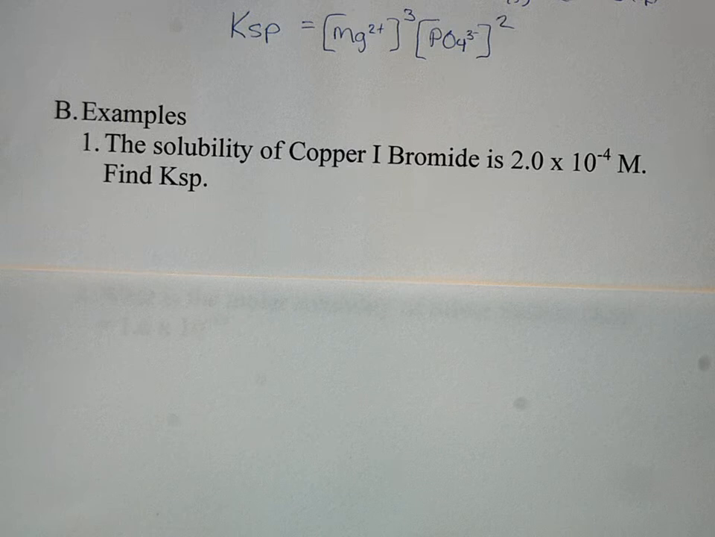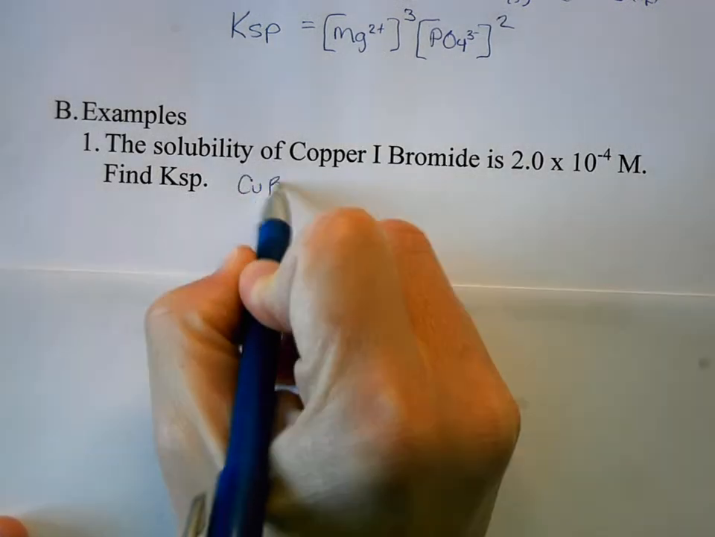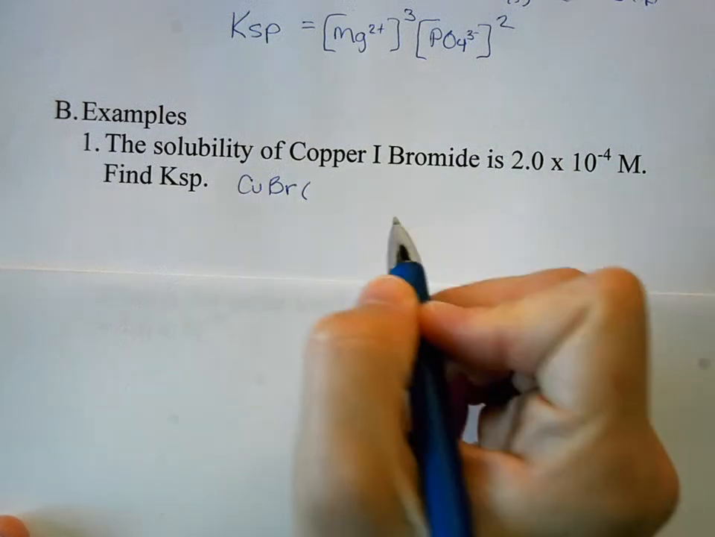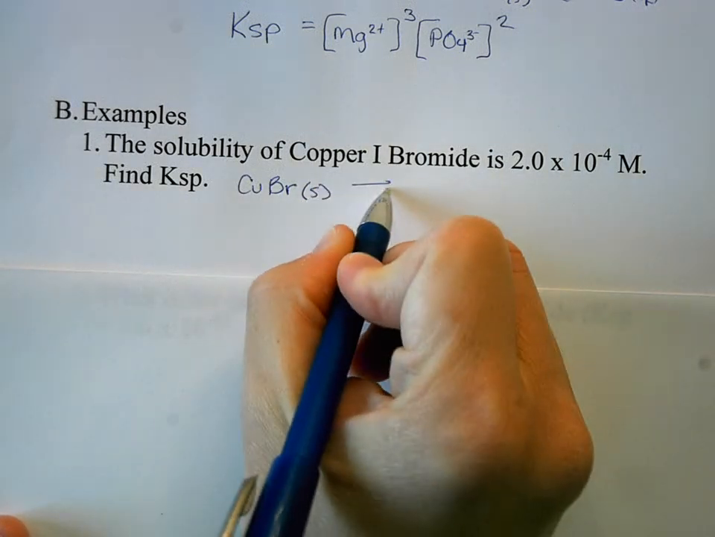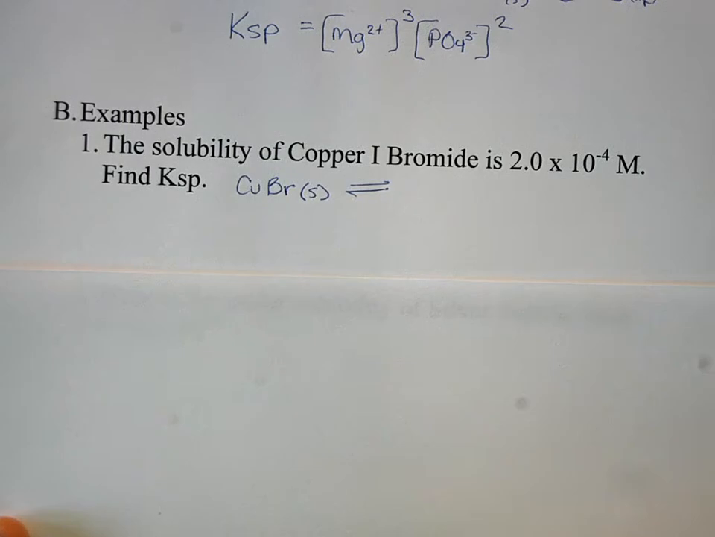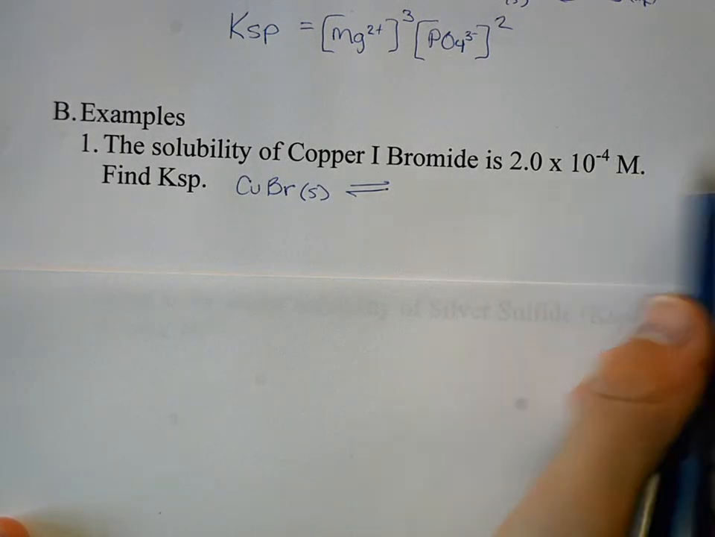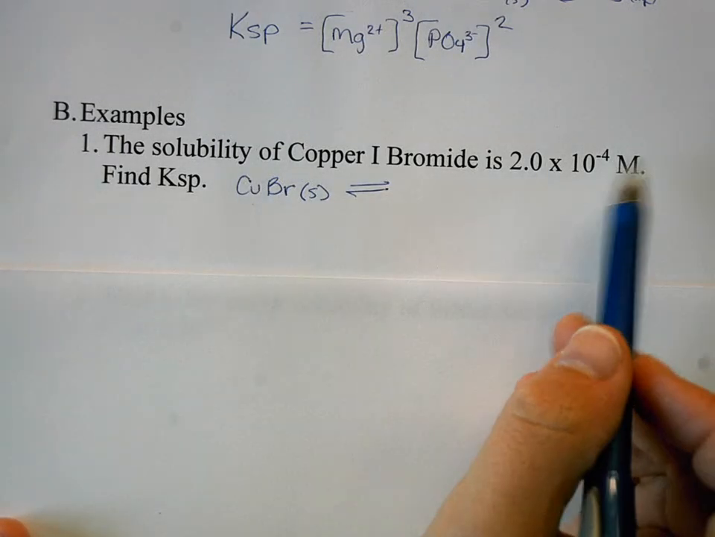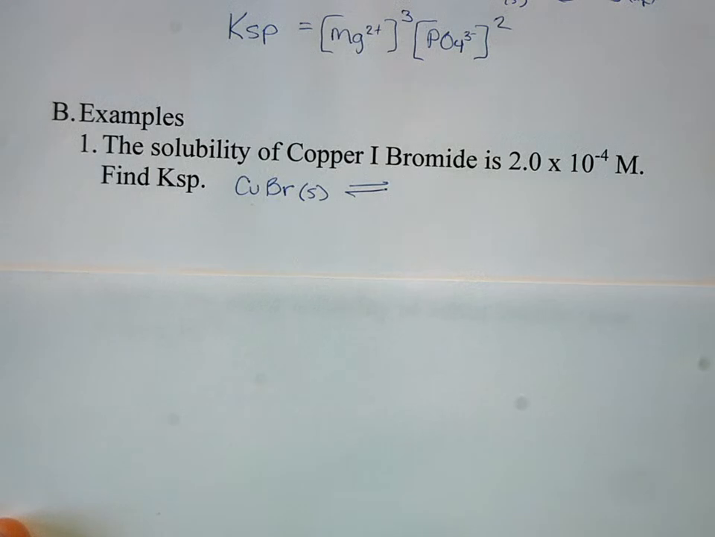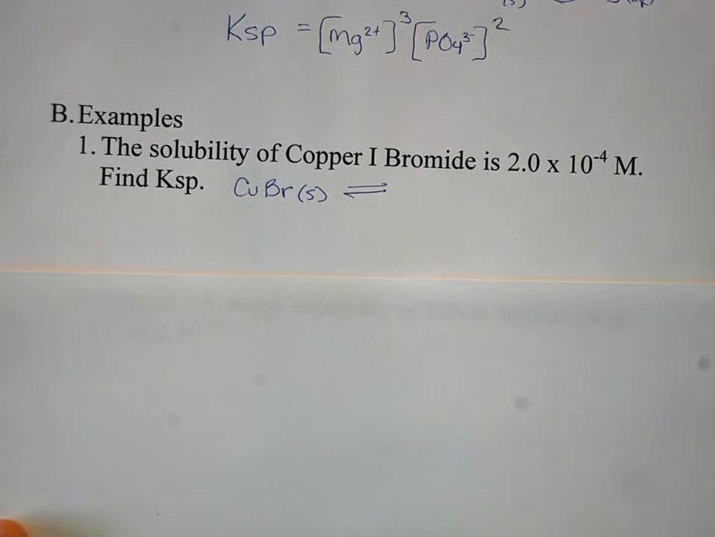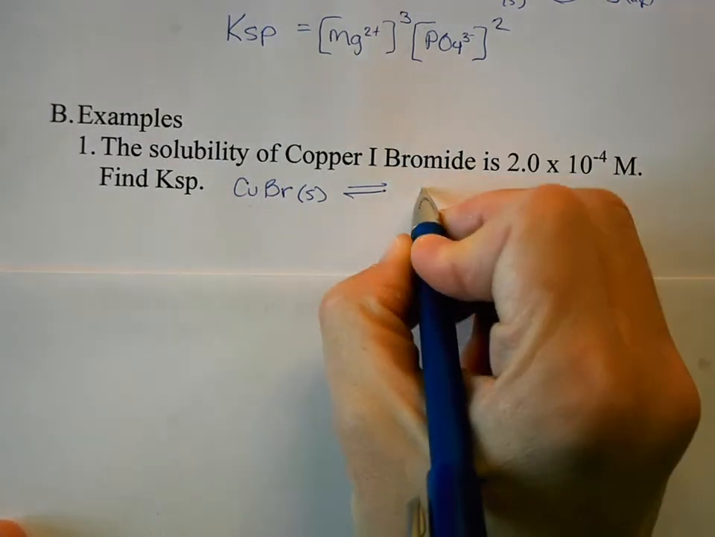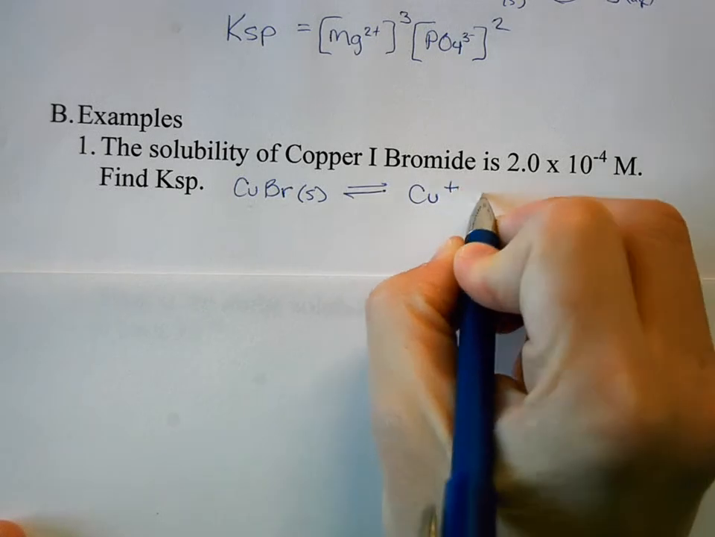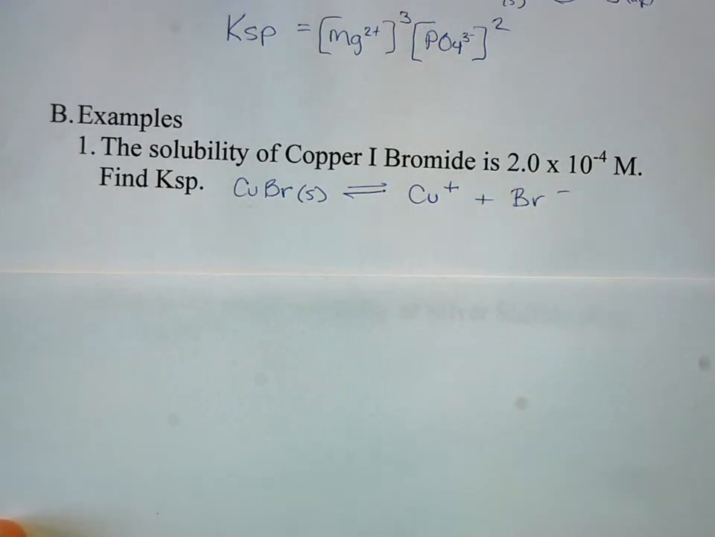Okay, this example tells me that the solubility of copper(I) bromide, so that's CuBr, and you can just write out the equation here. This is solid. The solubility is 2 times 10 to the negative 4th molar, so that means 2 times 10 to the negative 4th moles per liter of this stuff is actually going to dissolve. That's not the K value, it's how much will dissolve per liter. Find Ksp is what I'm looking for. So it's going to dissociate into copper ions and bromide ions.